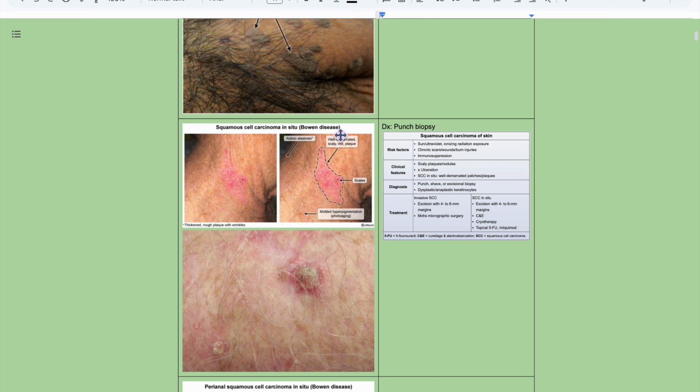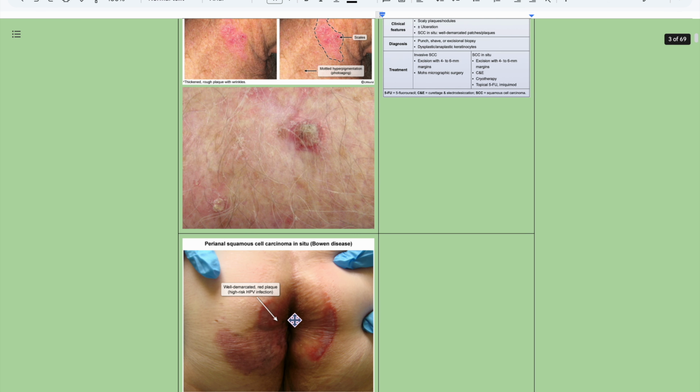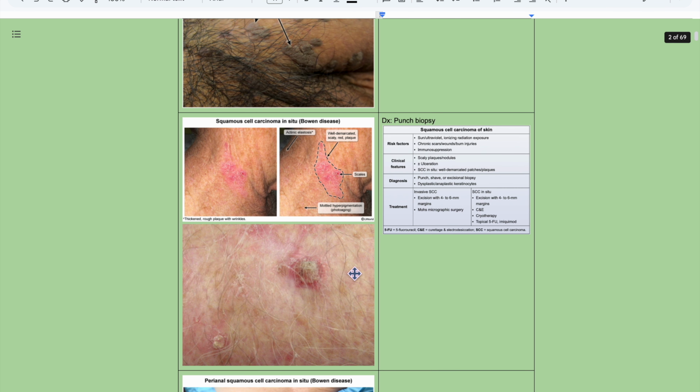Squamous cell carcinoma in situ, or Bowen disease. So it's like that. To diagnose it, you do a punch biopsy, and this is also the same thing: squamous cell carcinoma in the perianal region. Well demarcated red plaque, high risk of HPV infection.